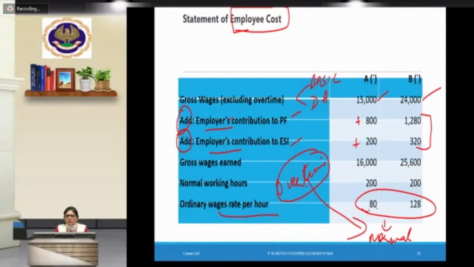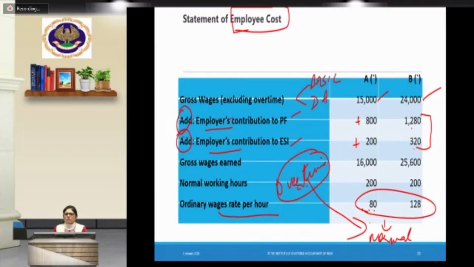So normal cost per labor hour should comprise only those things which generally happen, which are part of the cost every time, every month, every cycle. I hope you have understood this. That's why we have not taken overtime here, because this is not part of the normal scenario. It might not happen in every cycle.